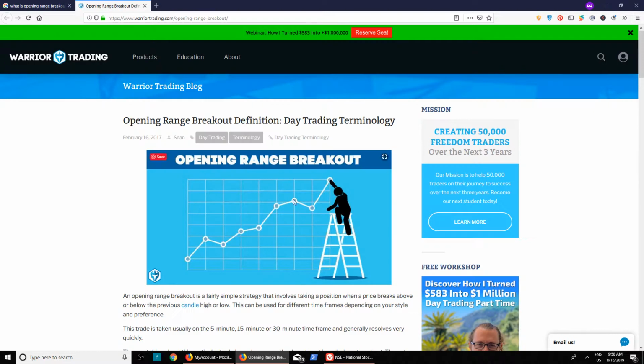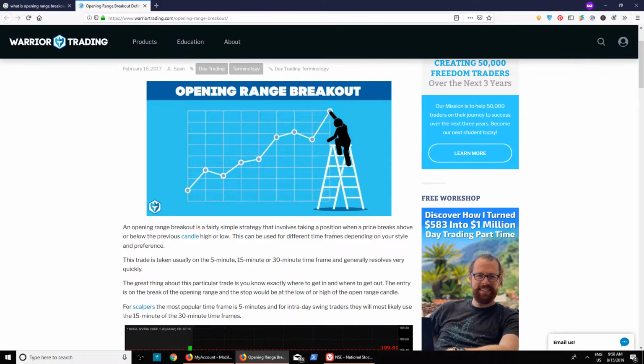Let me open up another website where the definition is given, and then I will explain how it works. An opening range breakout is a fairly simple strategy that involves taking a position when a price breaks above or below a previous candle's high or low. This can be used at different time frames, usually a 5 minute, 15 minute, or 30 minute time frame, and generally resolves very quickly.